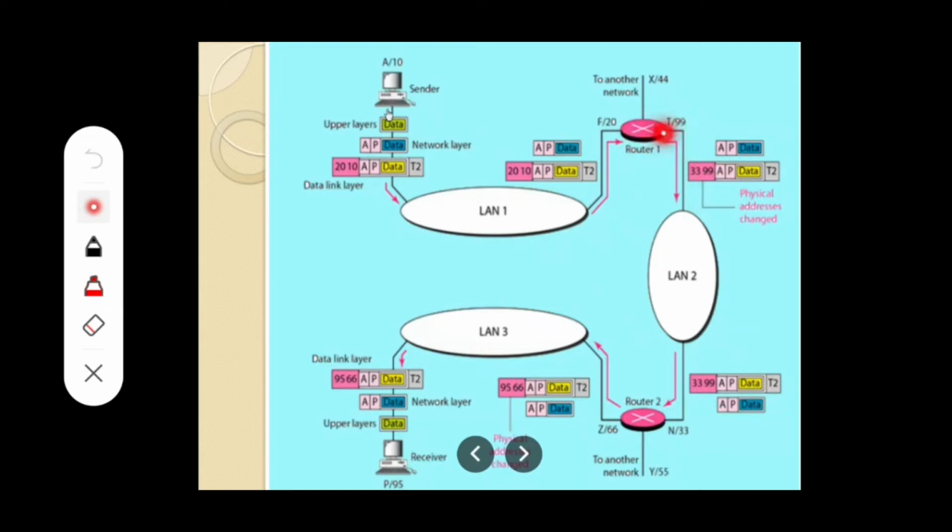Okay, that is this packet is coming from this 99. Okay, 33 is the destination. Destination is the next router's MAC ID. Next router's MAC ID is 33. Okay, that is here. That is written here.